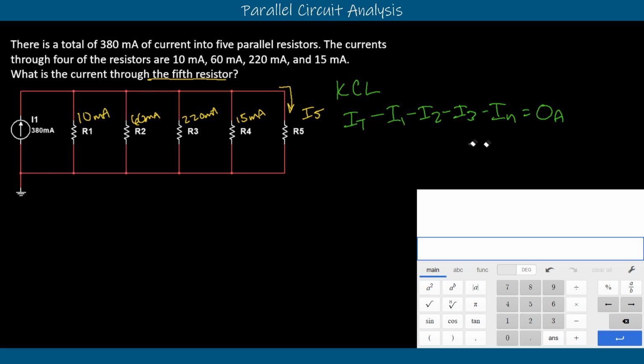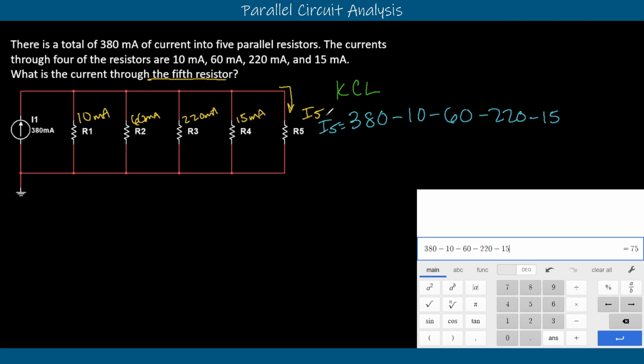And so knowing that, we can take the total current and subtract out what we know that we have down each branch. Do that. We'll say that our IT is equal to 380 milliamps, and we'll subtract 10 milliamps and 60 milliamps and 220 milliamps and 15 milliamps. And that's going to be our I5. Do that. 380 minus 10 minus 60 minus 220 minus 15. 75, right? So we have 75 milliamps.